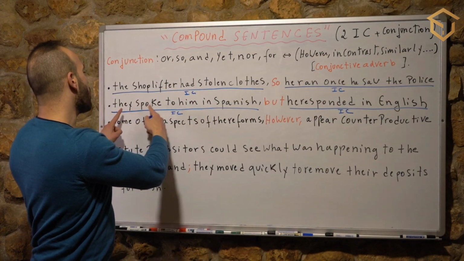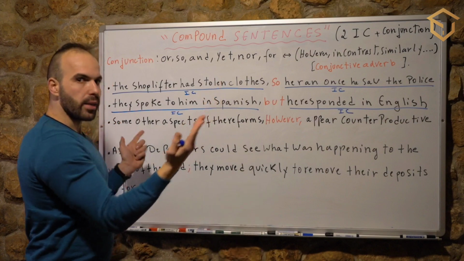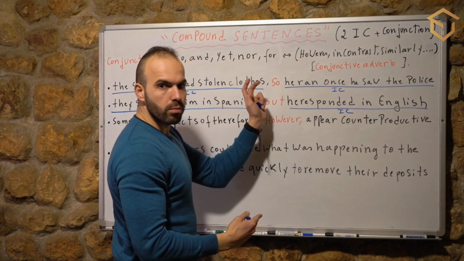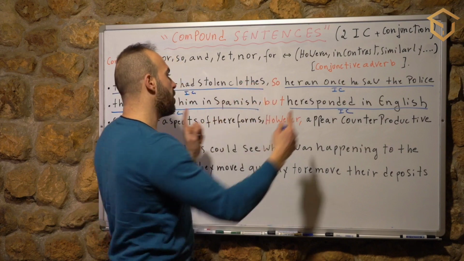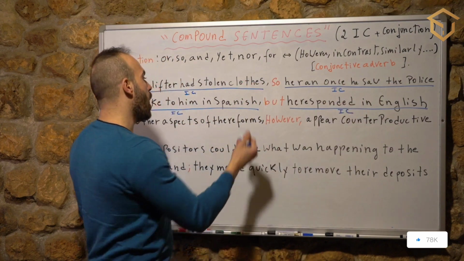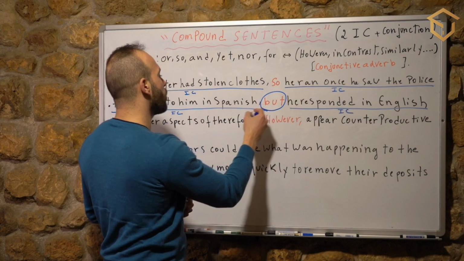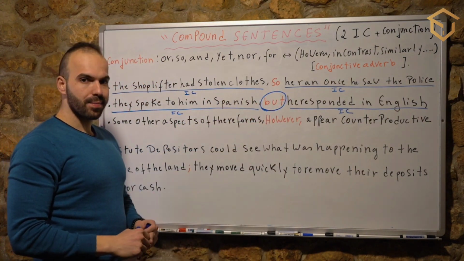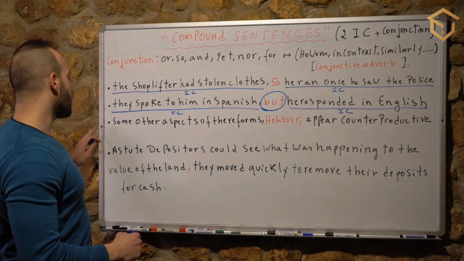So they spoke to him in Spanish. I still understand the sentence. He responded in English. But these two independent clauses are joined by a conjunction word, which is but. Moving now to another sentence.